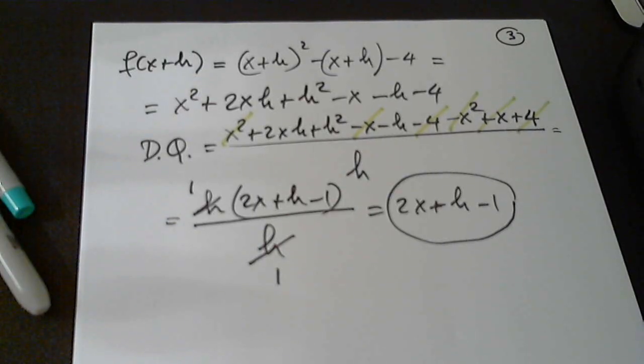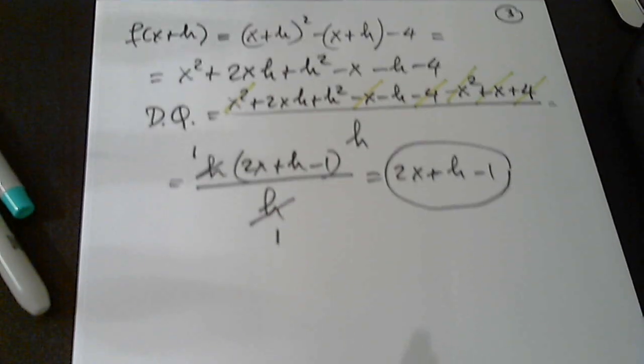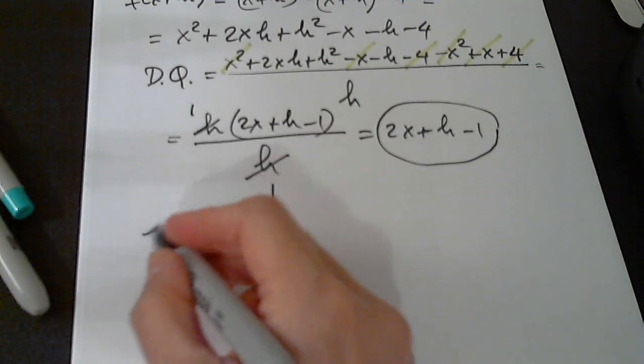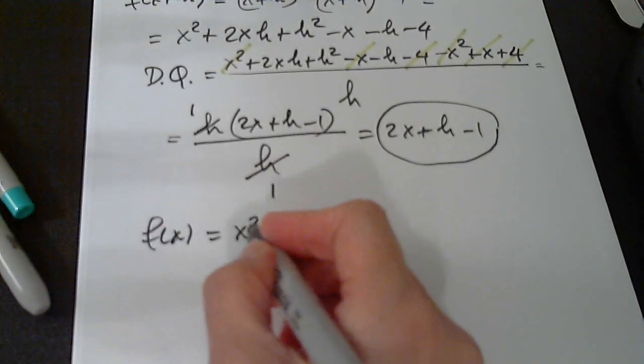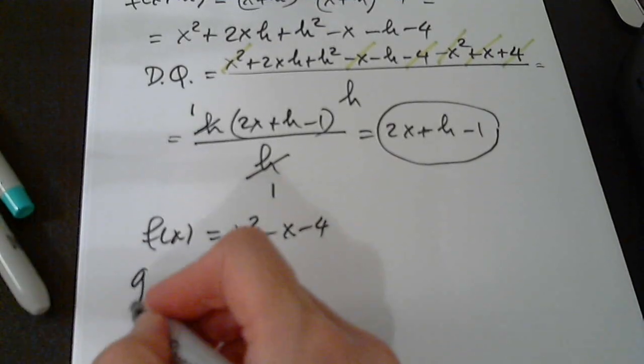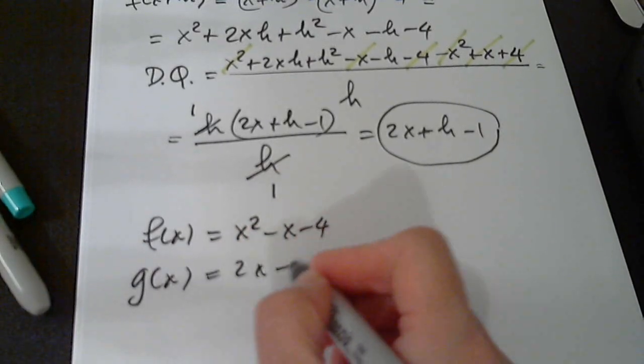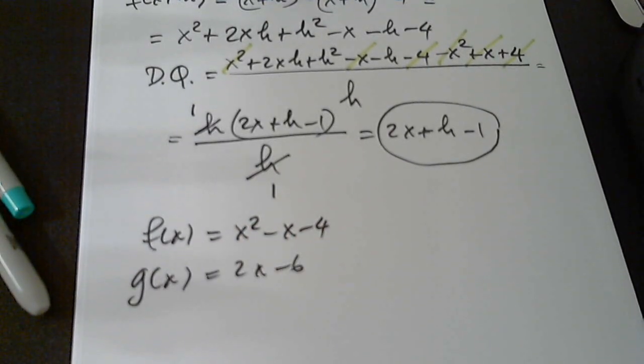Okay. Back to the book. Let's say the same functions. Let's say we want to determine f comp g. So we have f of x, which is x squared minus x minus 4, and we have g of x equals 2x minus 6, and we want to determine f comp g.